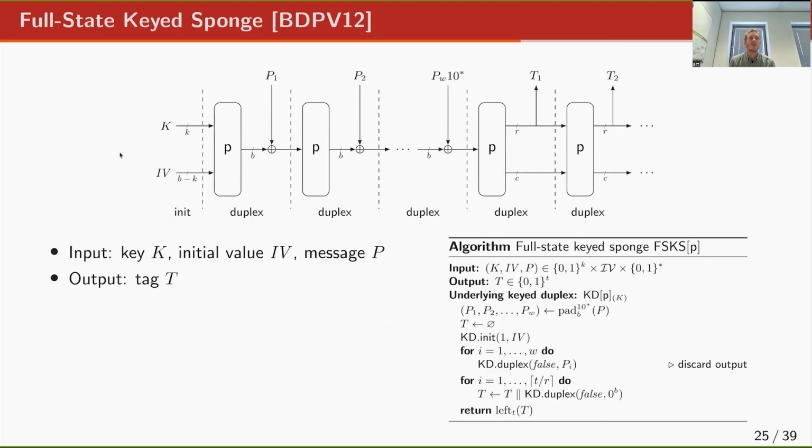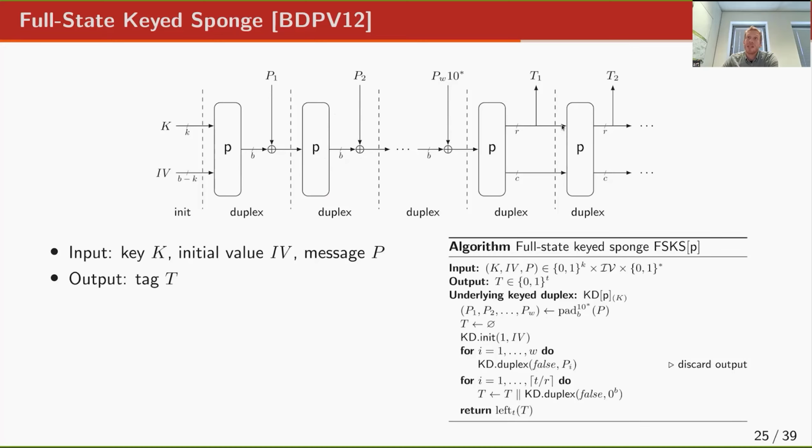And in the full-keyed sponge, well, the picture here is a full-keyed sponge in terms of the duplex. We initialize the state with the key and the IV. We make a permutation call, we absorb b bits at a time, permutation call, absorb b bits at a time, permutation call, absorb b bits at a time, where the plaintext got injectively padded with a 1-0 padding.